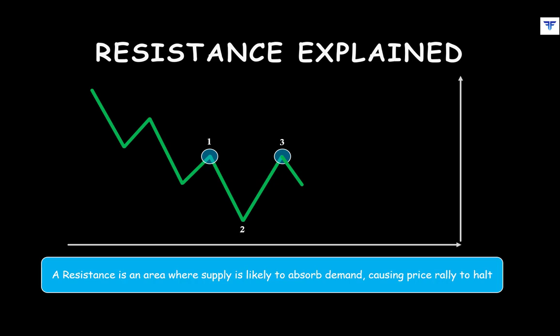Here, if you see, point 1 acted as a resistance, a sort of barrier to the price at point 3, beyond which the price failed to rise. You can think of resistance as a prior level that now acts as a ceiling or as a roof to the price.